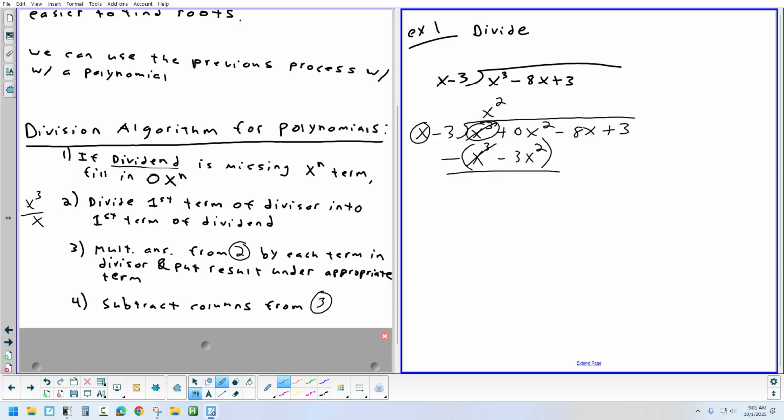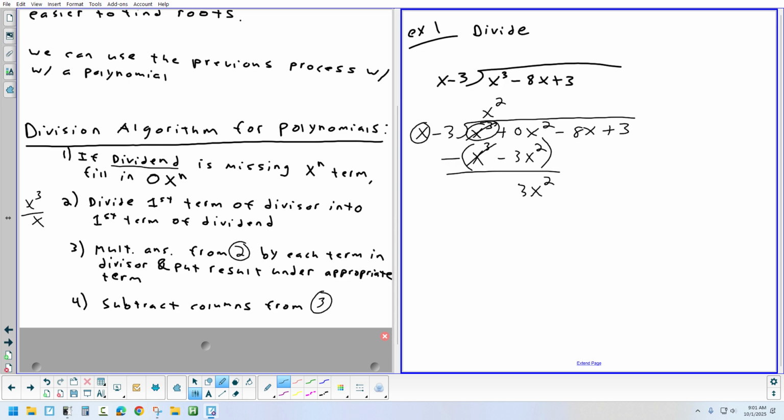And what's 0x squared minus negative 3x squared? Yeah. Would it just be negative 3x squared? Because the 0 just removes the x squared. Oh wait, no, it would be positive, right? Positive 3x squared. Because negative 1. Yeah. So positive 3x squared.